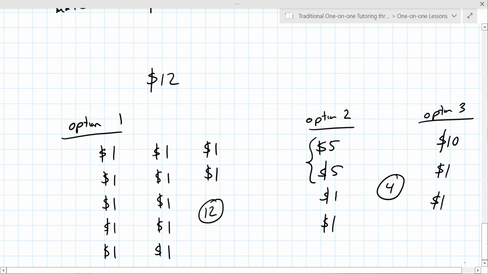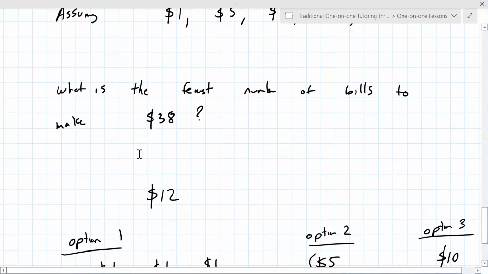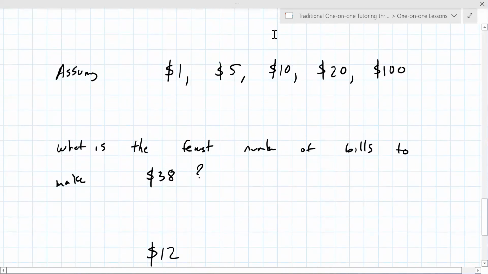How many bills do we have here? No, how many bills? How many pieces of paper? One piece of paper, two pieces of paper, three pieces of paper. How many pieces of paper do we have? 3. So which is the fewest? Option 3. Okay, so for $38, look at your denominations up here.